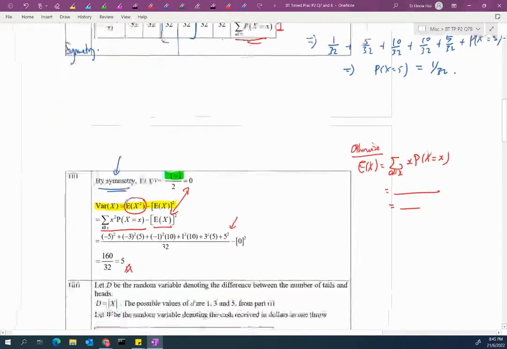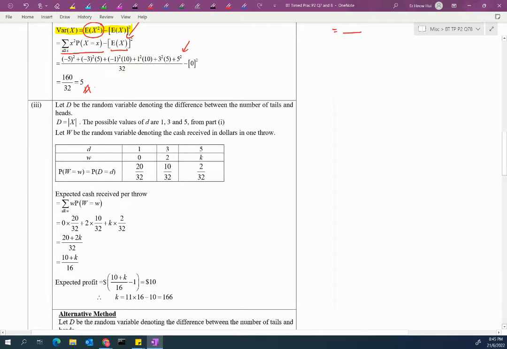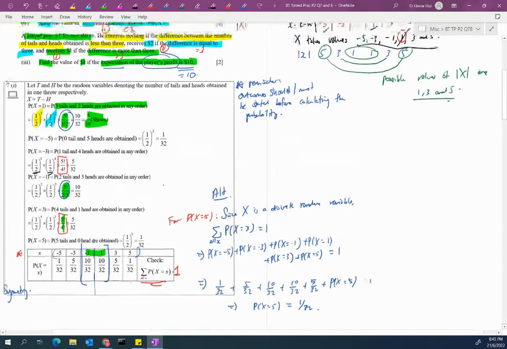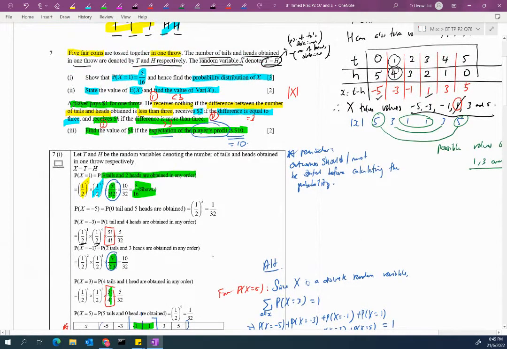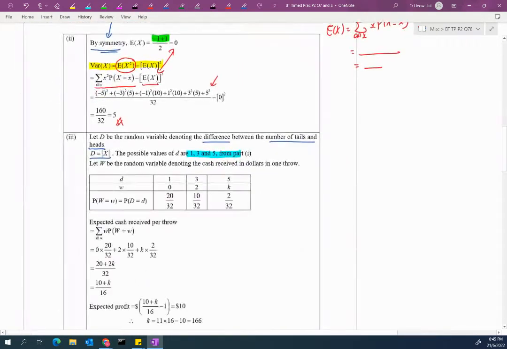So let's look at how we can solve this. Since we're looking at differences, I'm going to let D be the random variable denoting the difference between the number of tails and heads. So D is equal to mod X, and the possible values of D are 1, 3, and 5. Whatever is being paid out is the winnings of the player. So I'm going to let another random variable W denote the cash received in dollars in one throw.